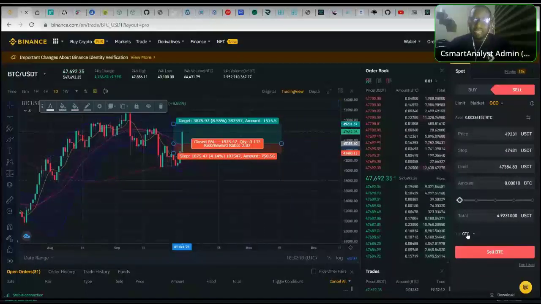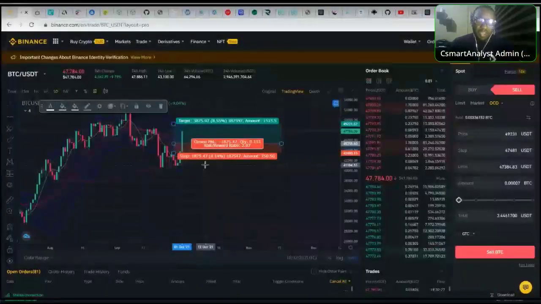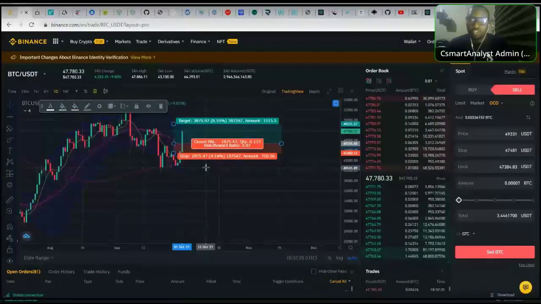And normally I use good till cancel. That is, all your trade is going to be open until you cancel it yourself. Then you can place your sell. Okay, that is how to place it. So if you're going to be taking these signals, I would advise you to have at least $100 in your spot trading account, for you to try it out and see what you can actually achieve.